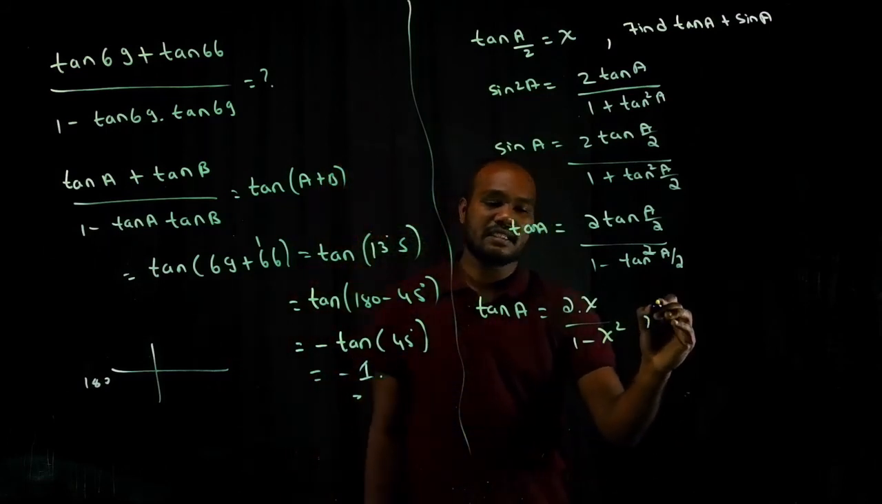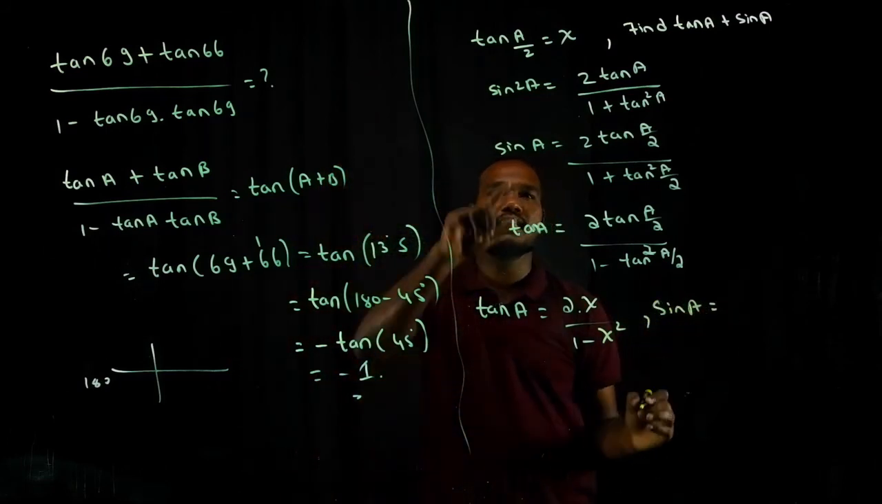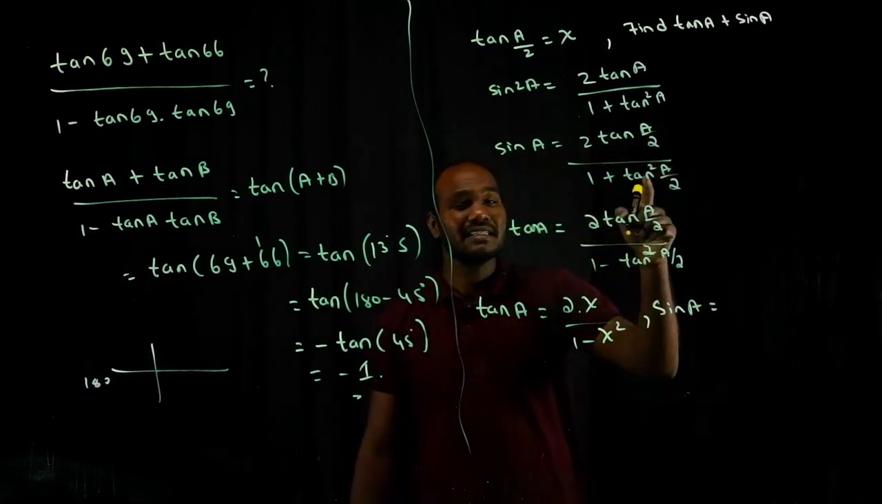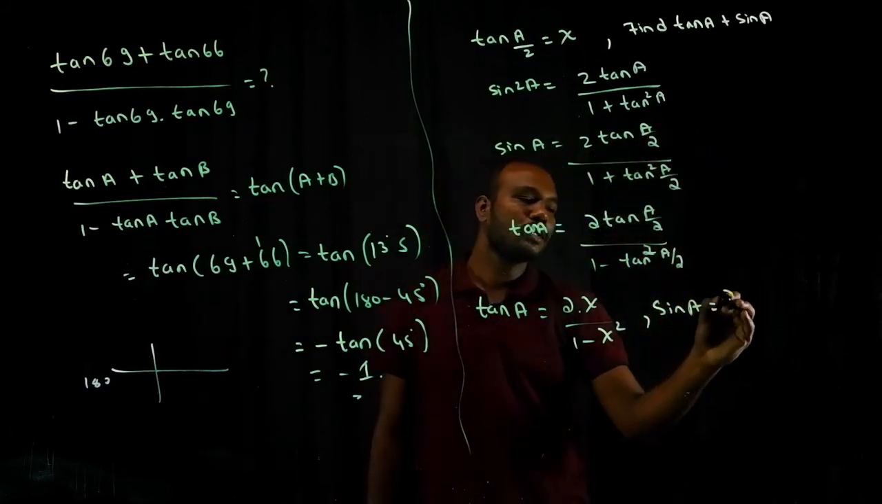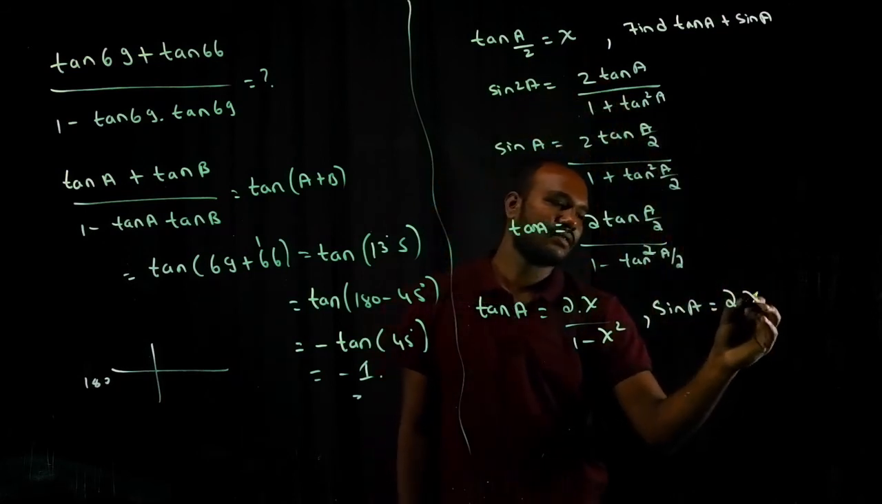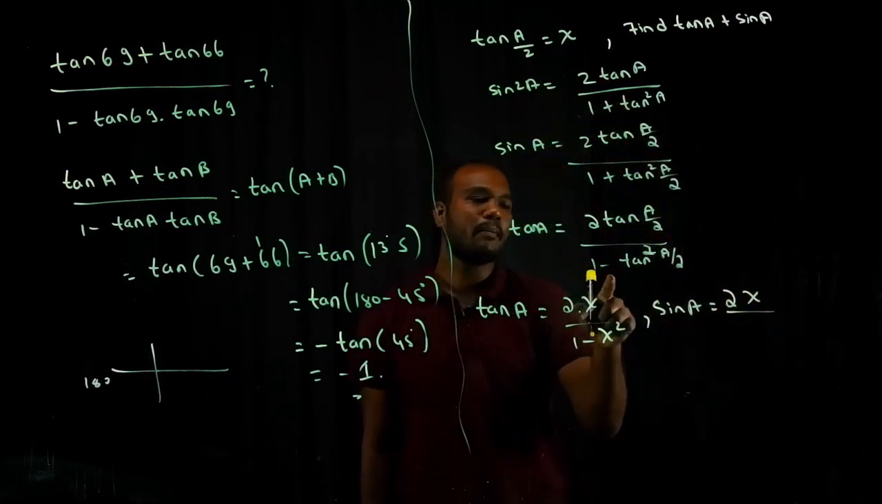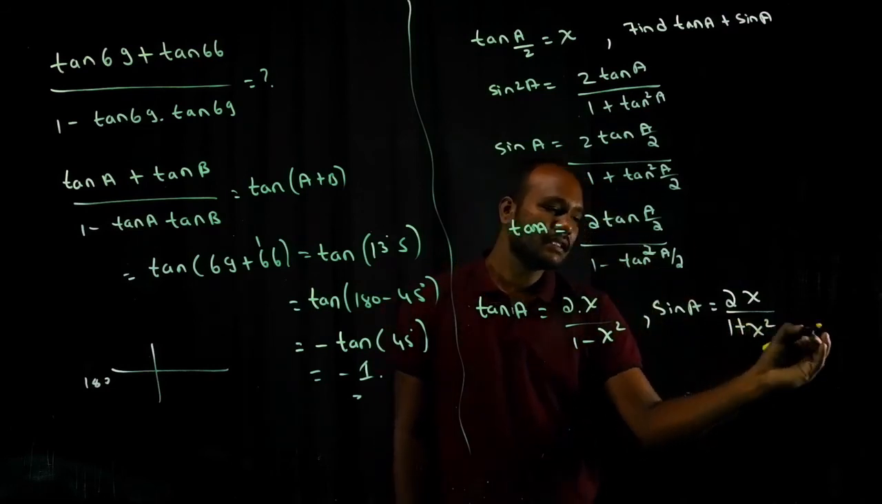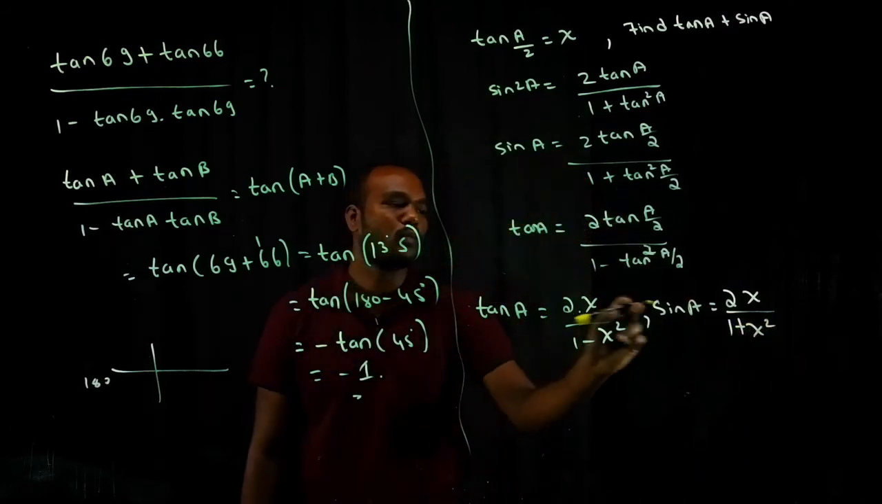Let's find the sin A. What is sin A? Sin A is 2 tan A by 2 divided by 1 plus tan square A by 2, right? So 2 tan A by 2, that is 2x, divided by 1 plus x square. We have to add both of them.